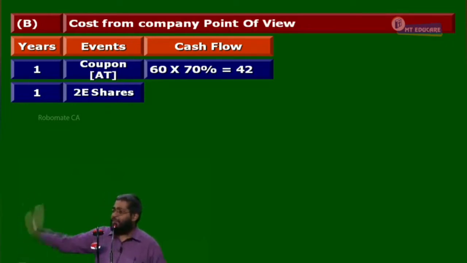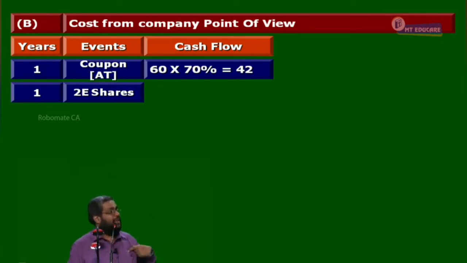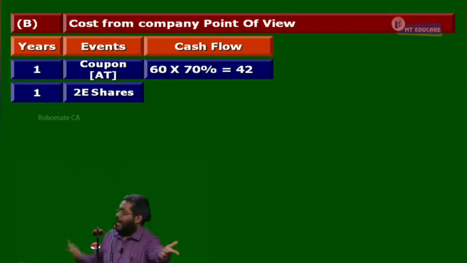Another thing is, even if I price at 150, there's no guarantee that I'll take home 150, because I'll have flotation cost or issue cost. So what the shareholder gets by selling the share is not equal to what the company gets by issuing the share. For you, the cash flow may be 150. For me, the cash flow is only 120. So your IRR may be different and my IRR may be different. Everybody following? Please tell me yes or no.